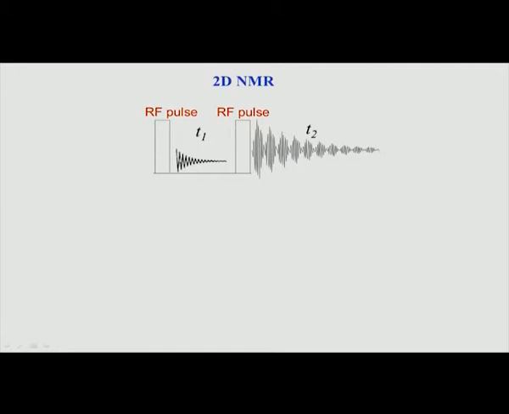So, all of them now get excited, means they start coming to the xy plane. When they do that, they start evolving. This is what we saw, that there is a chemical shift evolution, and that we call the time domain T1. So, this is time, the x axis. When there is evolving during that period, it also transfers the energy or magnetization to the second nucleus.